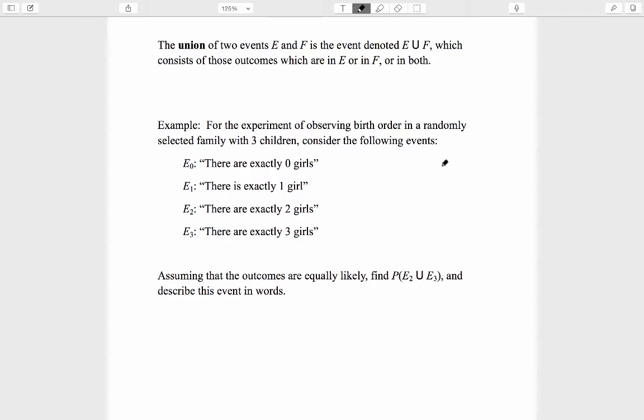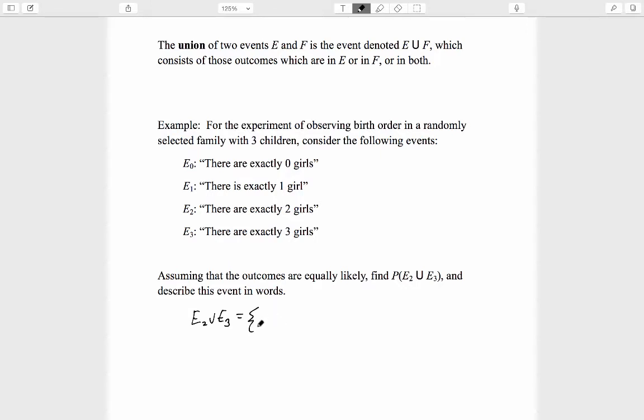Here's an example for the experiment of observing birth order in a randomly selected family with 3 children. Let's define some events to work with. Some of these we've thought about already. E0, the event that there are exactly 0 girls. E1, the event that there is exactly 1 girl. E2, that there are exactly 2 girls. E3, that there are exactly 3 girls. Assuming that the outcomes are equally likely, let's find the probability of E2 union E3 and describe the event in words. Let's write out E2 union E3 as a set of outcomes.